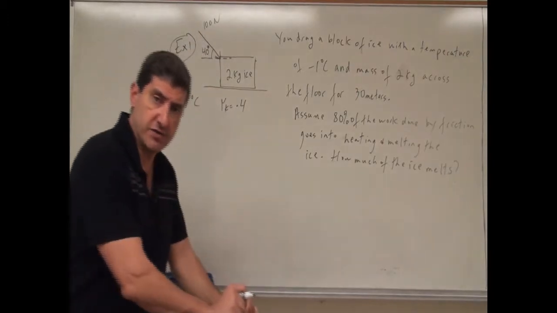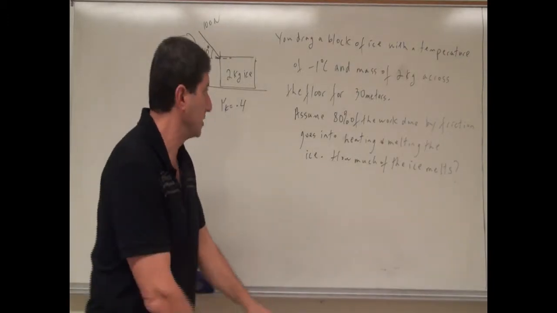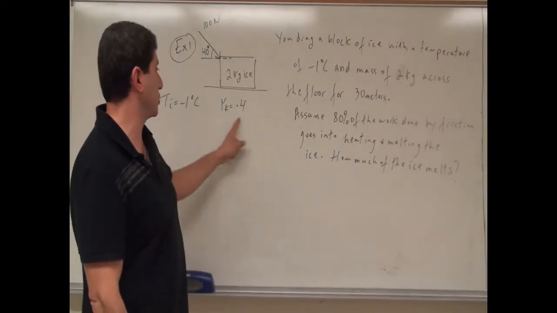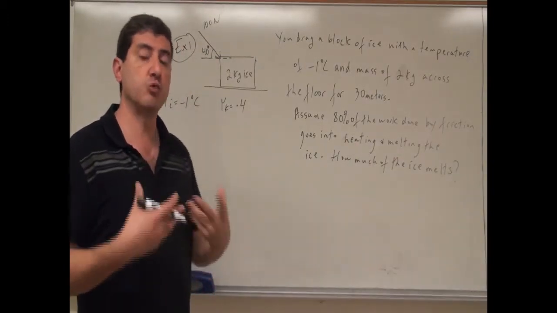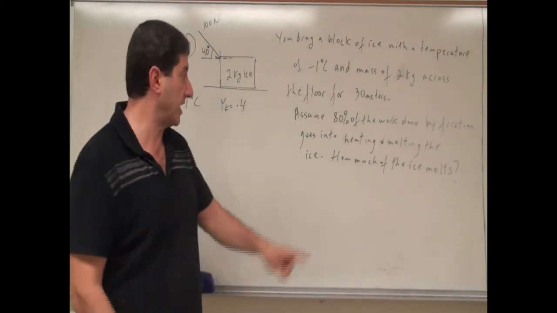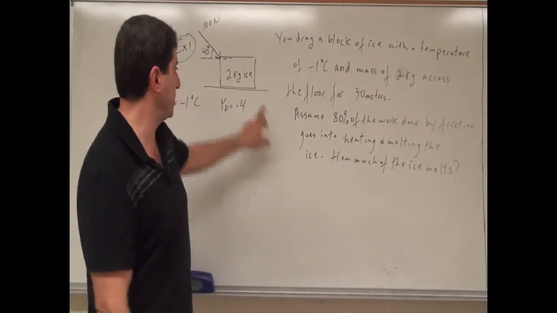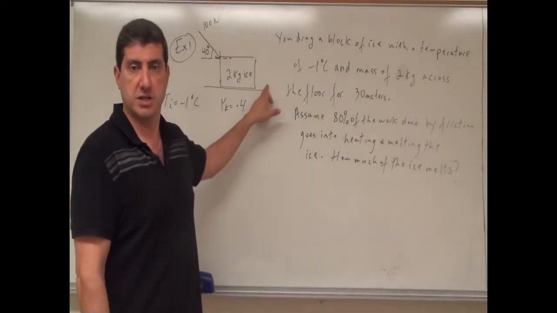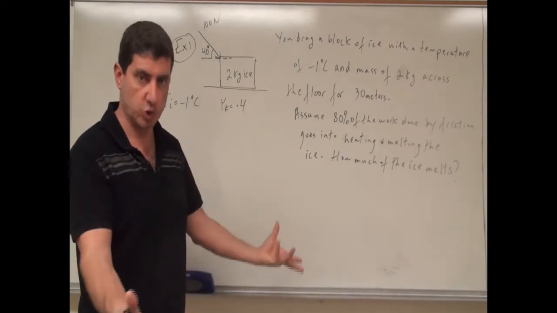So you're pushing on this block of ice downward for a distance of 30 meters. And because there's friction, the coefficient of friction is 0.4, the friction is doing work on the ice. That work done by friction goes into heating the ice, and it also goes into heating the surface, the floor that it's on. And it also goes into heating the air a little bit. So it goes into different sources.